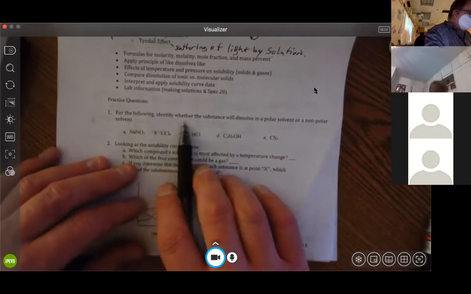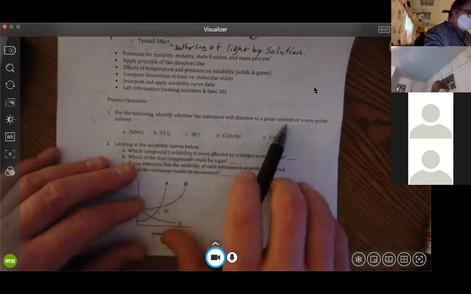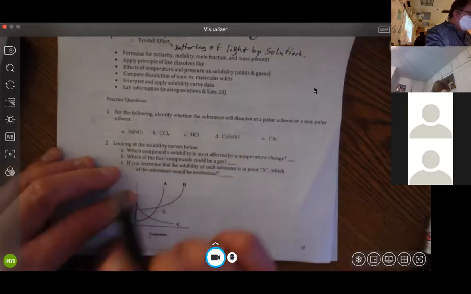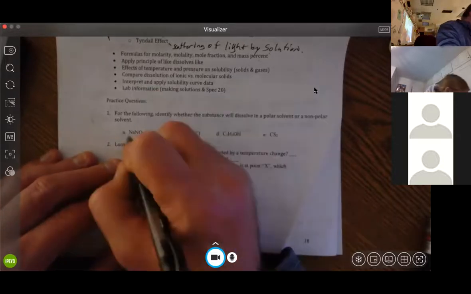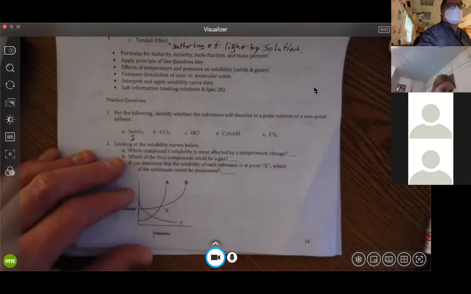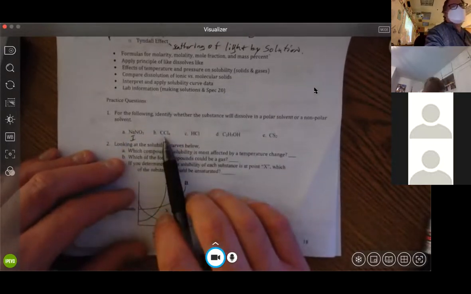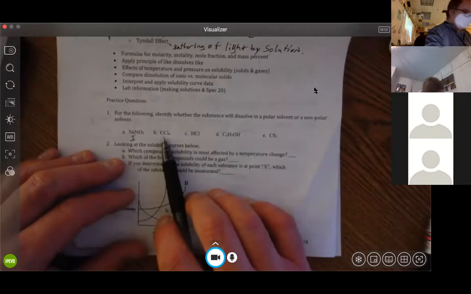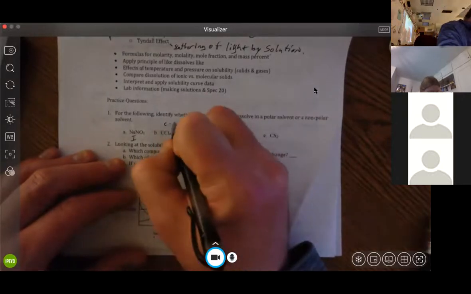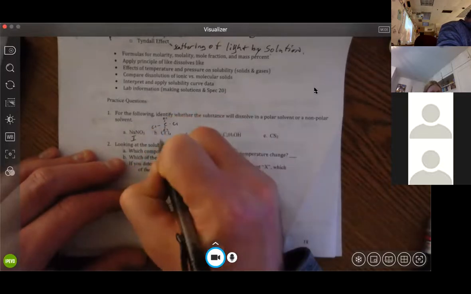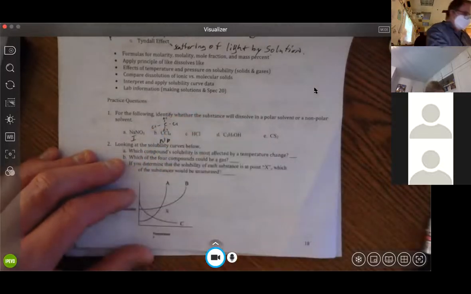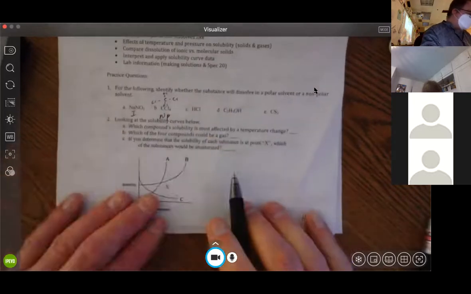For the following, identify whether the substance will dissolve in polar or non-polar solvent. How about this sodium nitrate? Polar, right? Because this is ionic, it will dissolve in polar. How about this carbon tetrachloride? Right, we have 4 bonds, it's tetrahedral. So it is non-polar, so it will need to be in non-polar. Basically go through the rest of that.